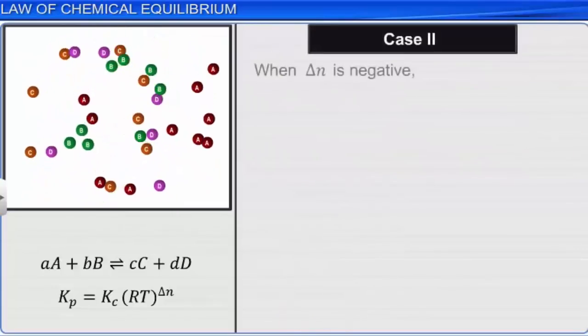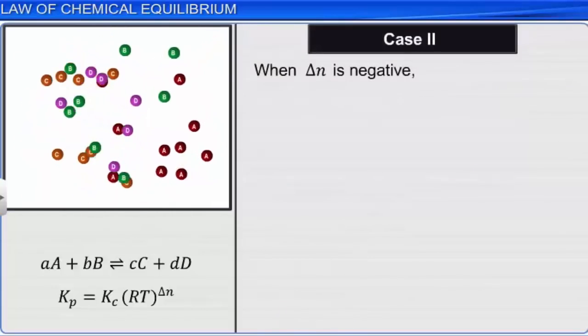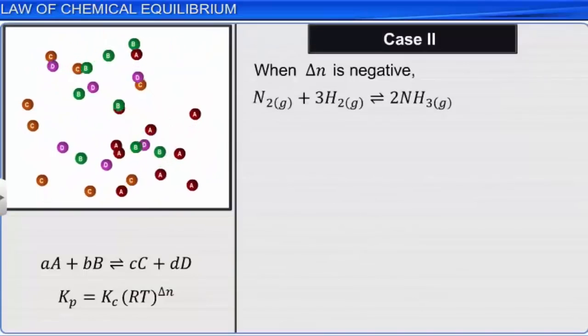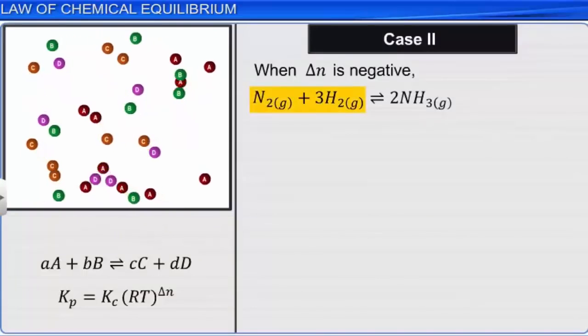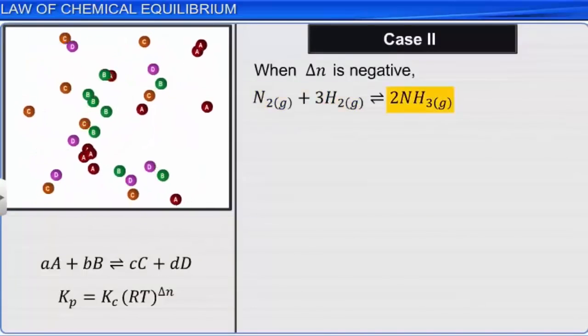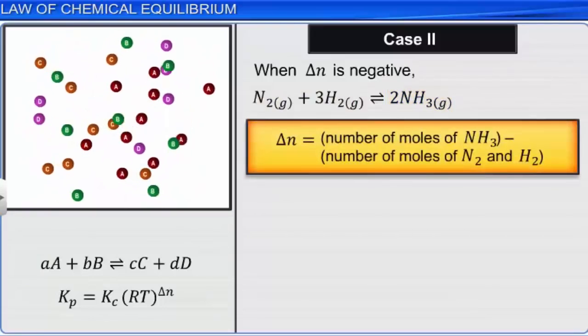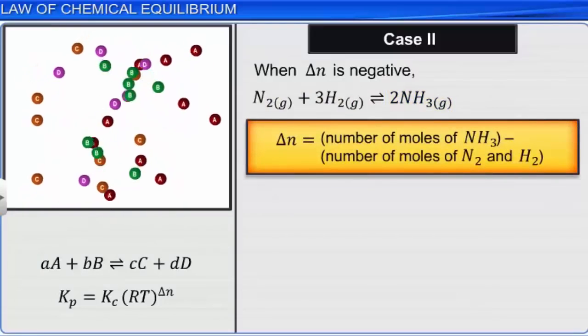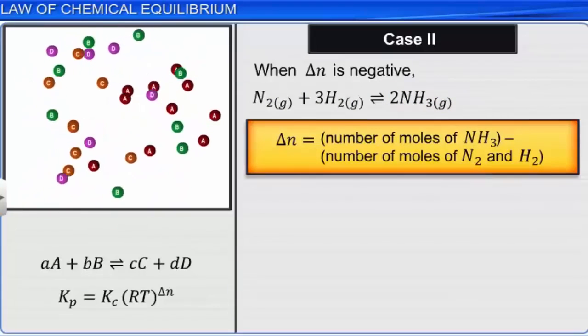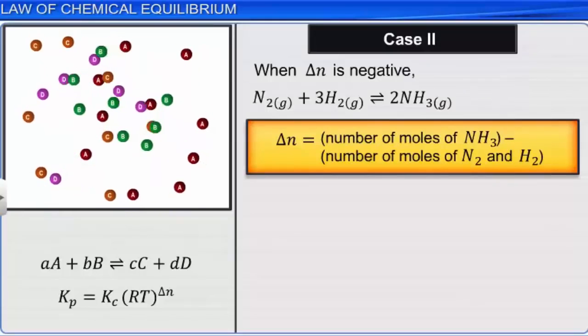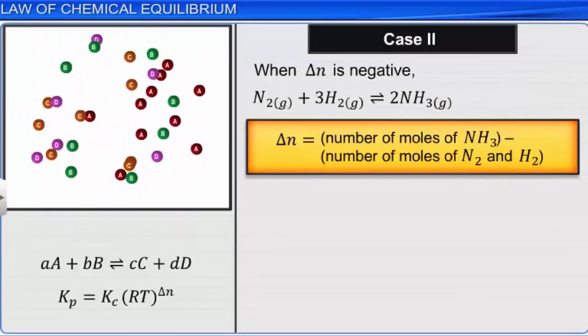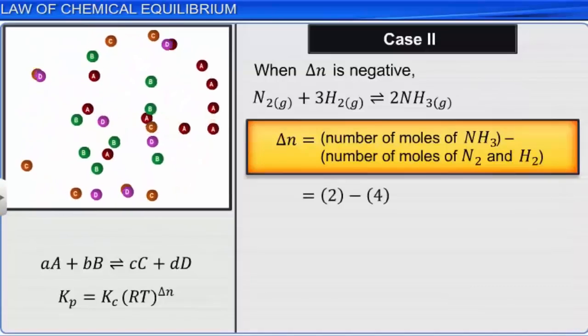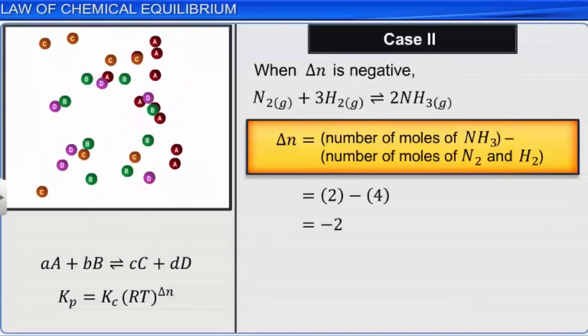Case 2. When delta N is negative. Consider the reversible reaction between nitrogen and hydrogen that gives ammonia. The difference in the number of moles for this reaction, delta N, is equal to number of moles of ammonia minus number of moles of nitrogen and hydrogen, which is equal to 2 minus 4, is equal to minus 2.